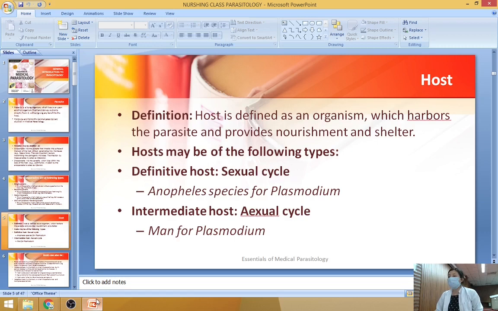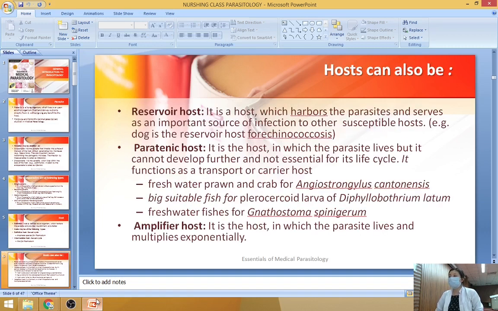Hosts may again be of two types: definitive host and intermediate host. A definitive host is where the sexual cycle takes place, meaning where reproduction occurs, for example Anopheles species for Plasmodium. An intermediate host is one where the asexual cycle takes place, for example man for Plasmodium. Then a host can also be a reservoir host, paratenic host, or amplifier host.